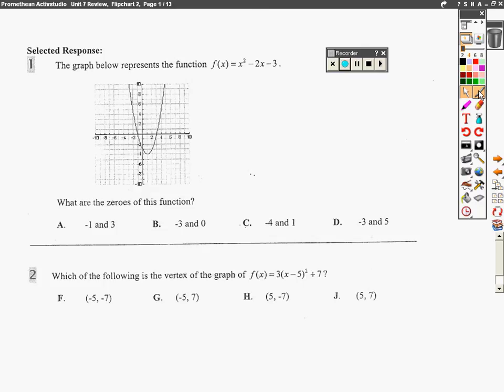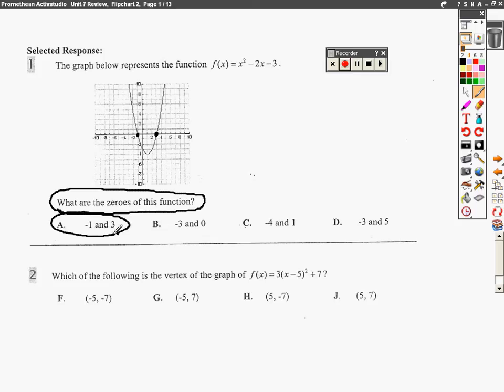All right, guys, just going to go over a couple of them, so this should help you on your Unit 7 exam. First question on the first page is, what are the zeros of the function? So remember, zeros are where the solutions are, where the parabola crosses the x-axis. And I can see, because it gives me the graph, that the zeros are at -1 and 3. So that's the first answer.